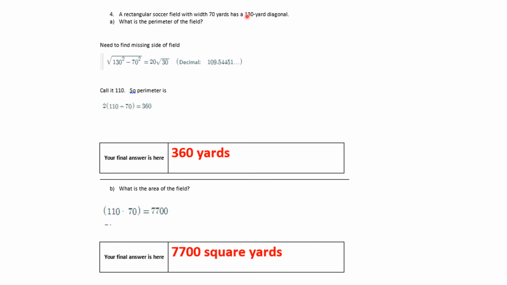So the remaining side is going to be c squared minus a squared. And we get this, but if you turn that into a decimal, you'll get 110. Call it 110. That means that two sides are 110, and the other two sides are 70, so that is 360, and the units should be yards. I also ask you what was the area of the field, and that's going to be length times width, and the answer there would be 7,700 square yards.